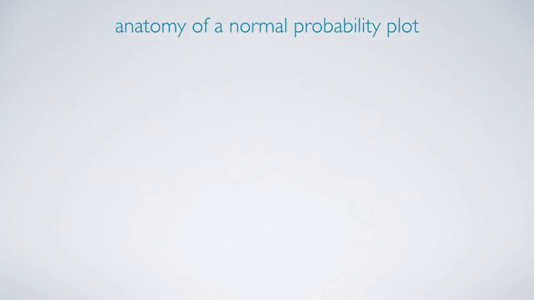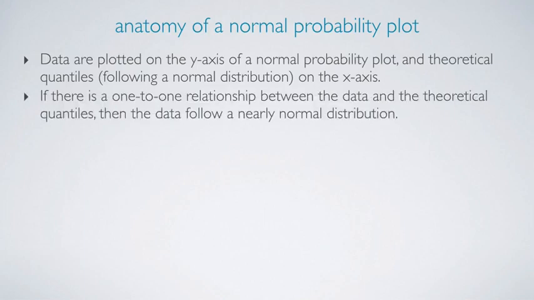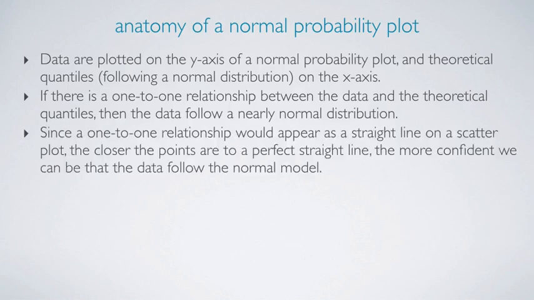On a normal probability plot, data are plotted on the y-axis, and theoretical quantiles, that means quantiles that follow a normal distribution or what would be expected under the normal distribution, are plotted on the x-axis. If there is a one-to-one relationship between the data and the theoretical quantiles, then the data follow a nearly normal distribution. Since a one-to-one relationship would appear as a straight line on a scatter plot, the closer the points are to a perfect straight line, the more confident we can be that the data follow a normal model. So when looking at a normal probability plot, we're looking for straight lines.